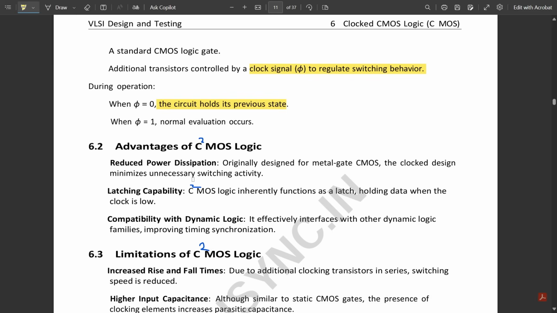Advantages of C square MOS logic. First is reduced power dissipation. It is originally designed for metal gate CMOS. The clocked design minimizes unnecessary switching activity. Next, we have latching capability. The C square MOS logic inherently functions as a latch, holding data when the clock is low. Next, compatibility with dynamic logic. It effectively interfaces with other dynamic logic families, improving the timing synchronization. So these factors are very important and some of the advantages of C square MOS logic.